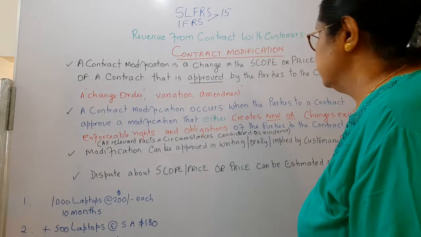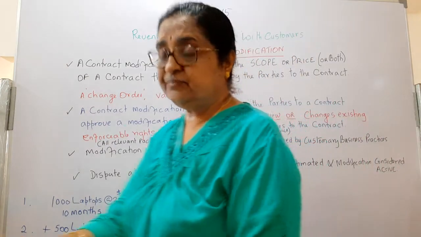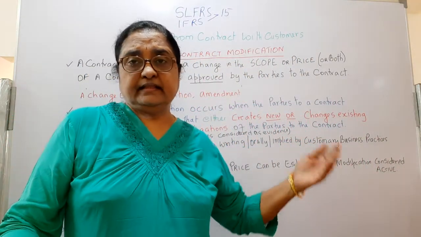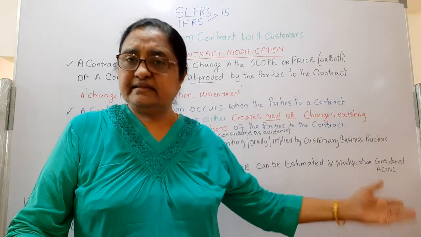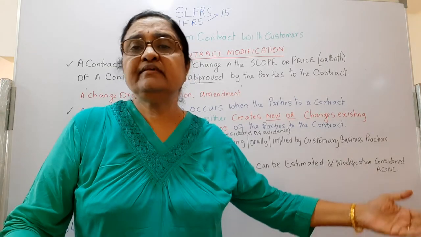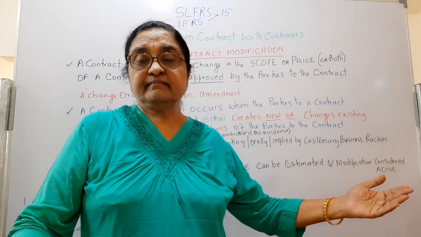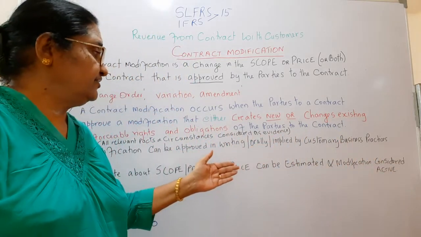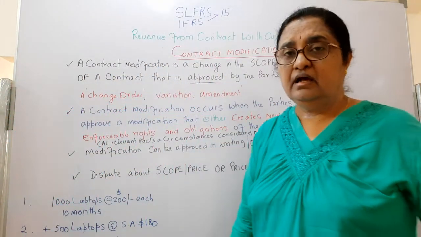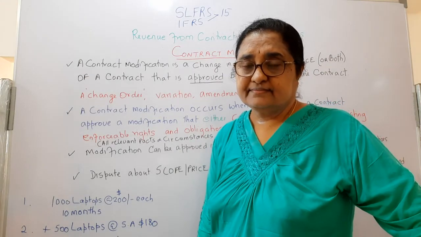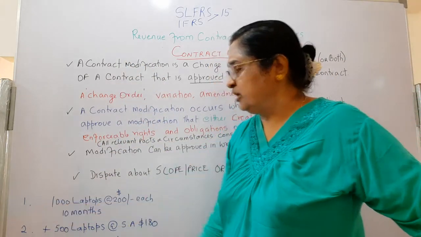Then a modification can be approved in writing if there is a dispute. The standard says if there is a dispute in agreeing the scope or price, you can still consider the modification is active and you can estimate the price, if the modification is approved. The modification will still be in force. So you can still do it. We will see an example of what a modification looks like.